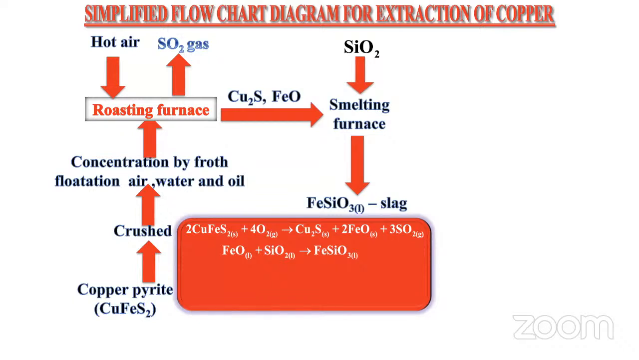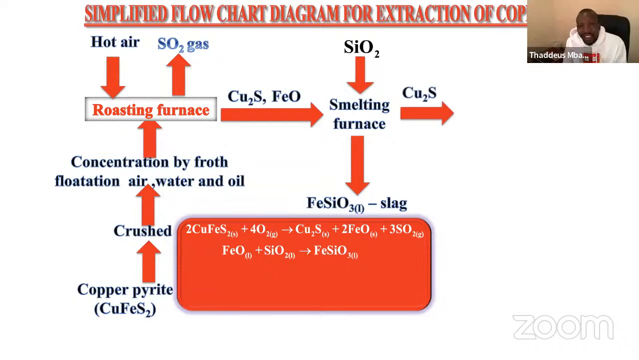Yes. So what is remaining now? Copper 1 sulfide, which now we take where? To the second smelting furnace or converters. Yeah, we take it to the converter, whereby we have, who can remember the two equations there?